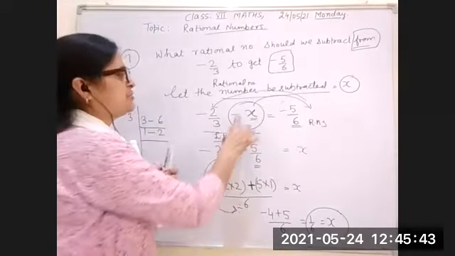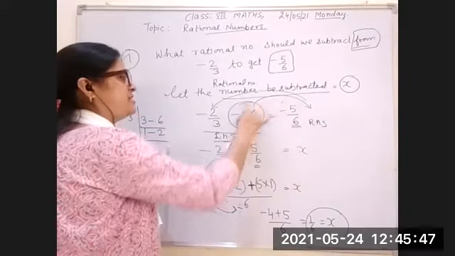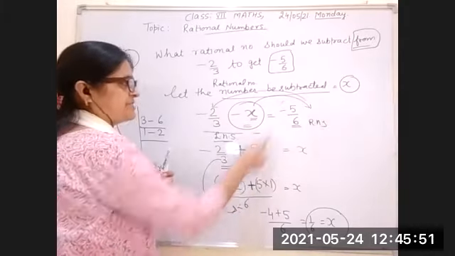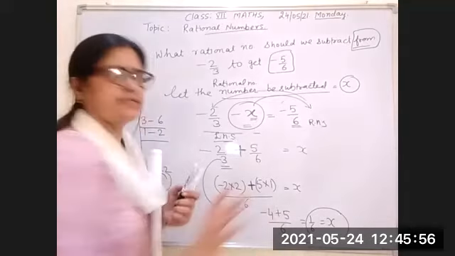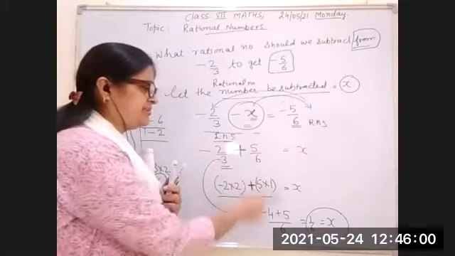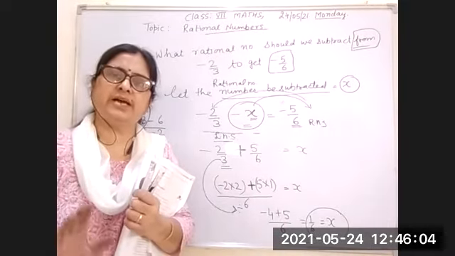When you transpose minus x to the right hand side, it becomes plus, and minus 5 upon 6 on the left hand side, the sign will change, minus becomes plus. Now you will take the LCM and solve the question. Minus 2 upon 3 plus 5 upon 6 is equal to 1 upon 6. I hope you understand.